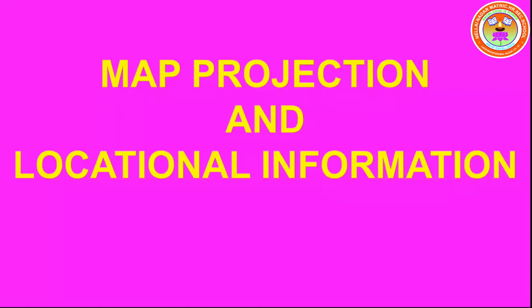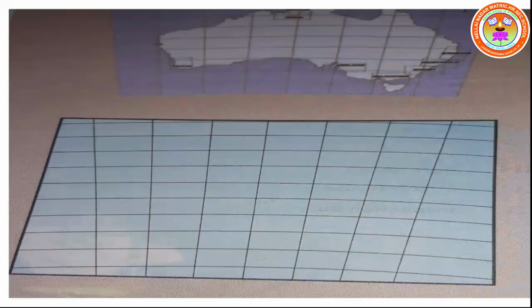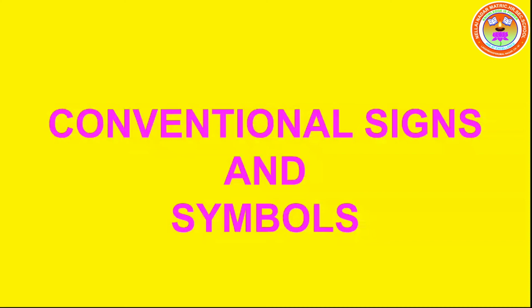Map projection and locational information. A map projection is a way of representing the spherical earth on the flat surface of a map. The curved surface of the earth cannot be shown accurately on a map. So, cartographers use map projections while mapping the earth's surface. Latitudes and longitudes marked on maps give the locational information of the area covered in the respective maps.